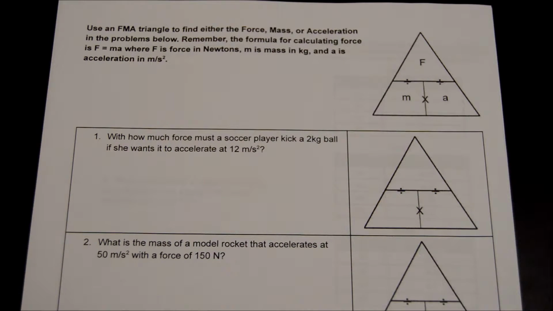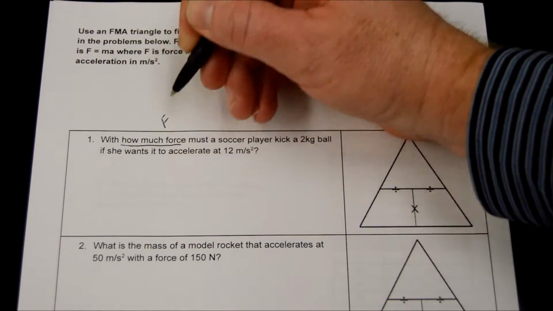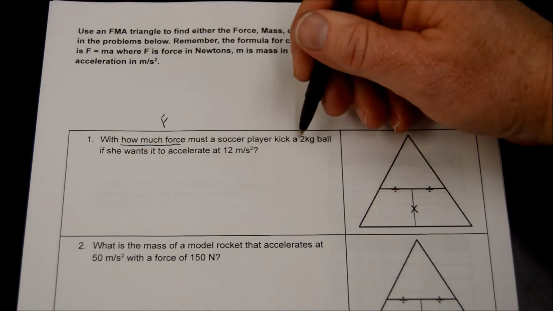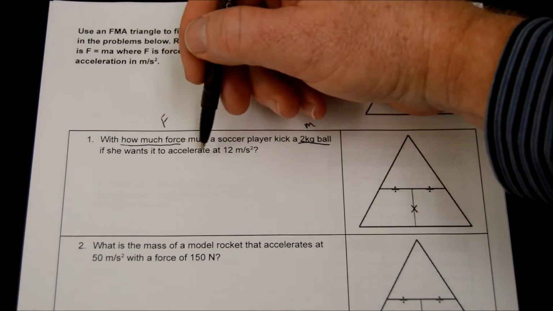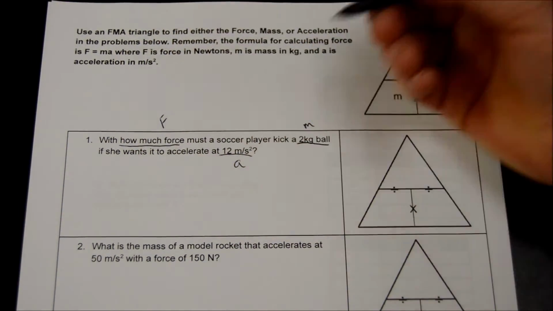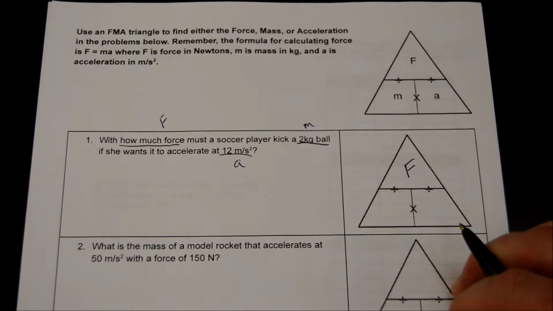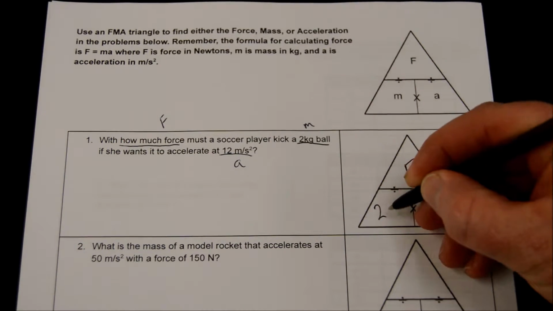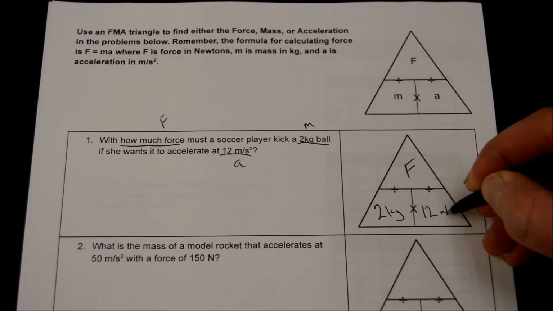Number 1 says, with how much force must a soccer player kick a 2 kilogram ball if she wants it to accelerate at 12 meters per second squared? We are looking for how much force, so we are looking for F for force. We already know that the ball is 2 kilograms, and if it's kilograms, it's mass. She wants it to accelerate at 12 meters per second squared. That's our A for acceleration. So let's put these in our triangle. We don't know force, so we'll put an F there. Our mass is 2 kilograms, and our acceleration is 12 meters per second squared.